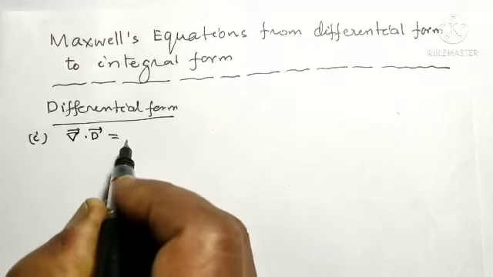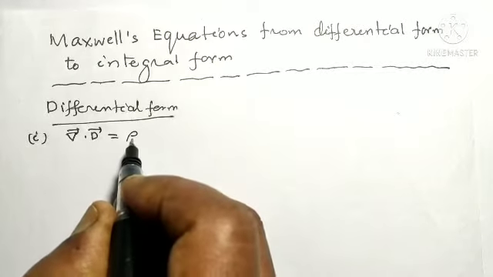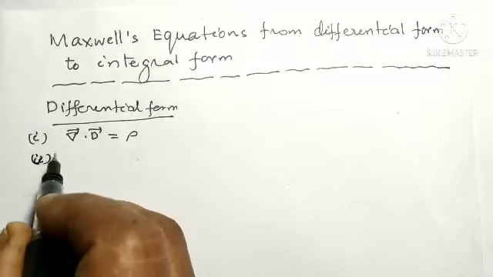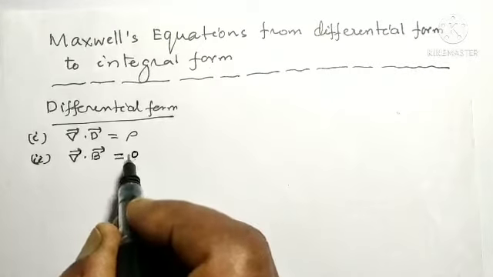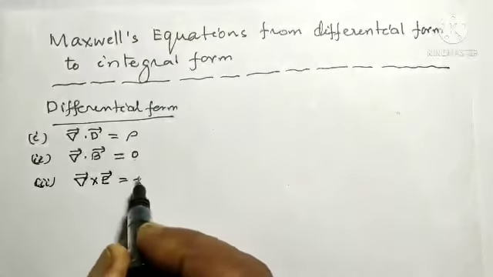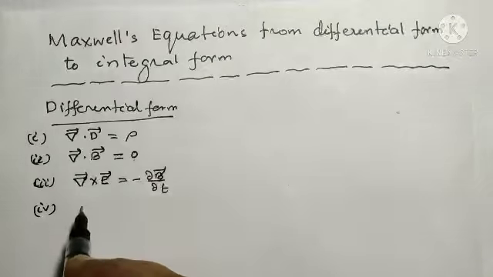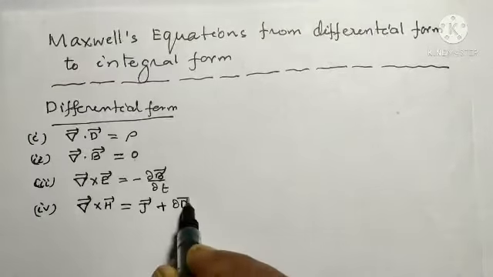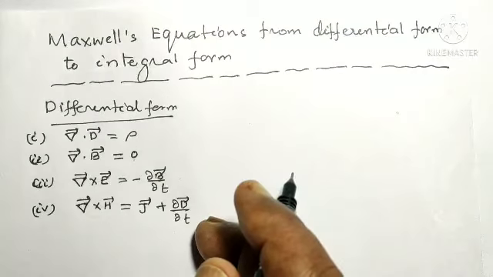Div D is equal to rho, which is Gauss law. Here D is the electric displacement vector and rho is the volume charge density, or you say free charge density. Second, divergence of magnetic induction is 0. Third, curl E is equal to minus del B by del t, which is Faraday law. And fourth, curl H is equal to J plus del D by del t, which is Ampere's law with Maxwell's correction.